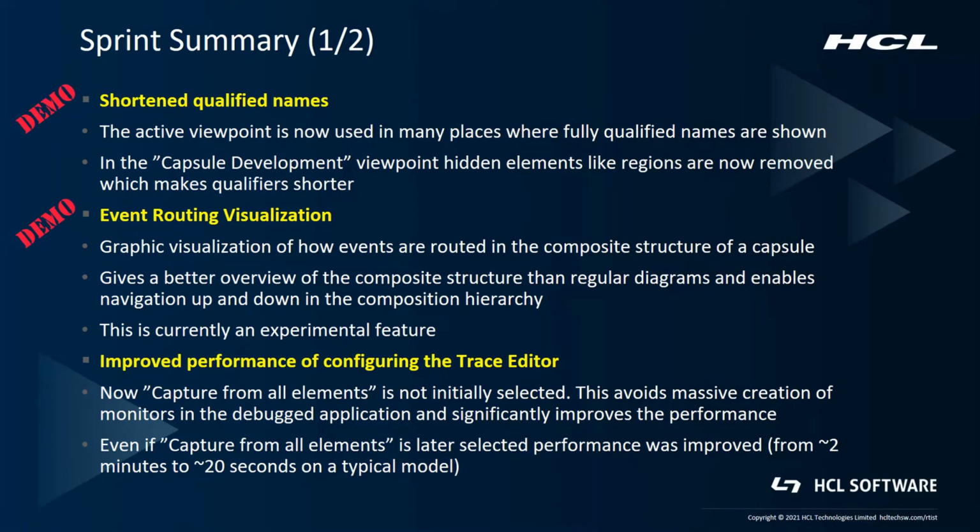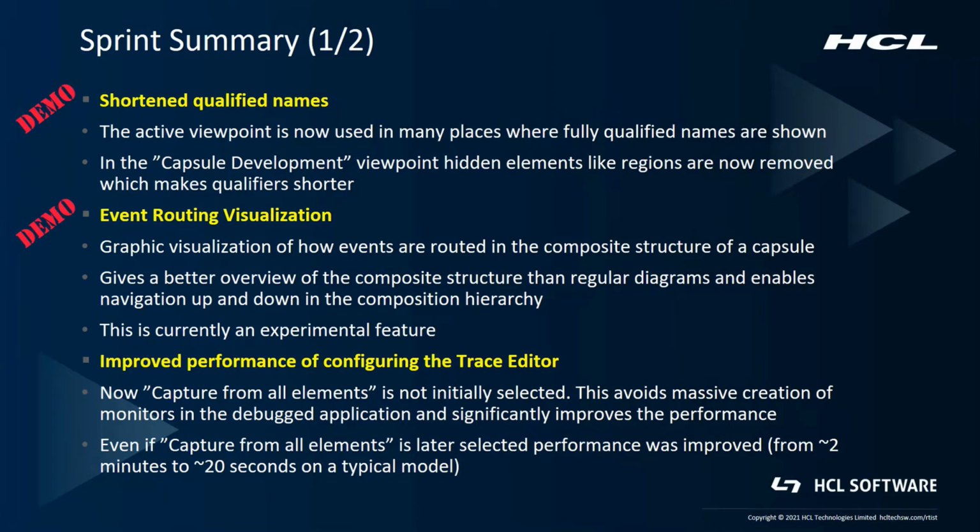Then we have a completely new feature, which we call event routing visualization. As the name suggests, this feature helps you understand how events can be routed in the composite structure of a capsule, and you can get a graphic visualization of how that looks. This is a nice alternative for understanding an existing model, compared to opening several composite structure diagrams and trying to figure out, by looking at the connectors and the ports, what events actually can be sent over those connectors.